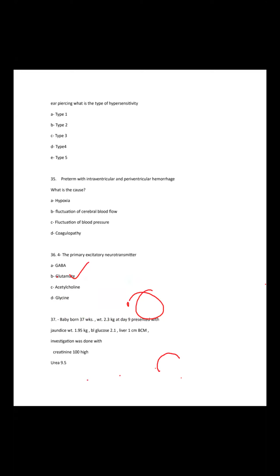Preterm with intraventricular and periventricular hemorrhage is due to fluctuation of cerebral blood flow. The excitatory neurotransmitter is glutamate.